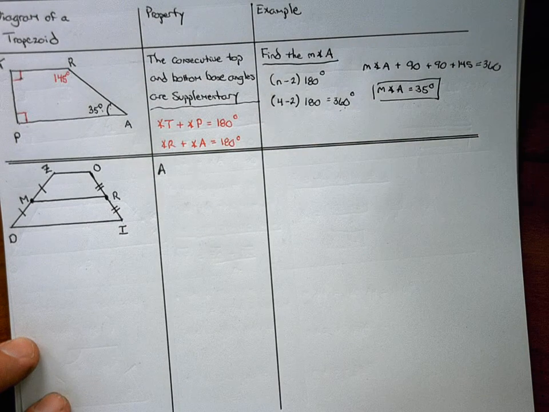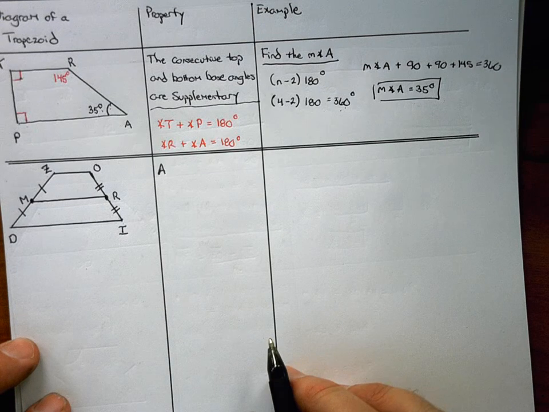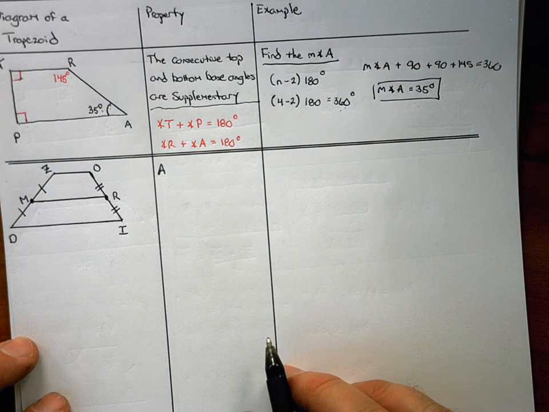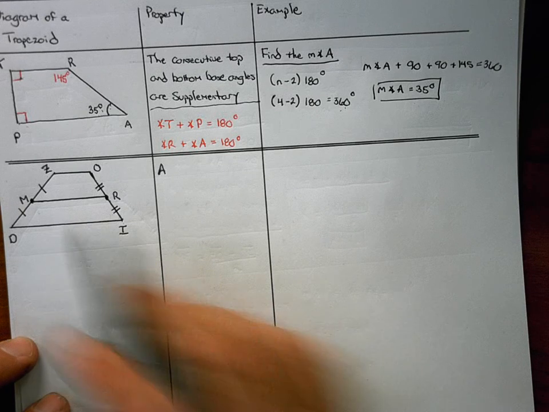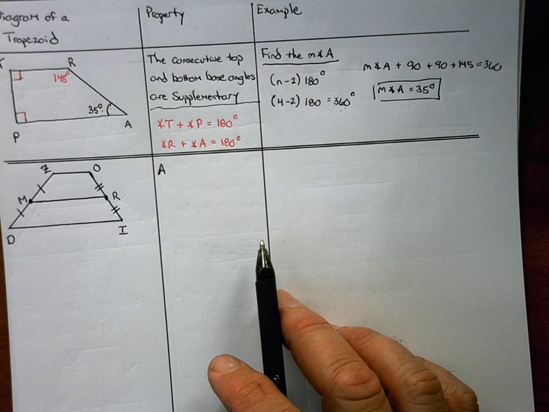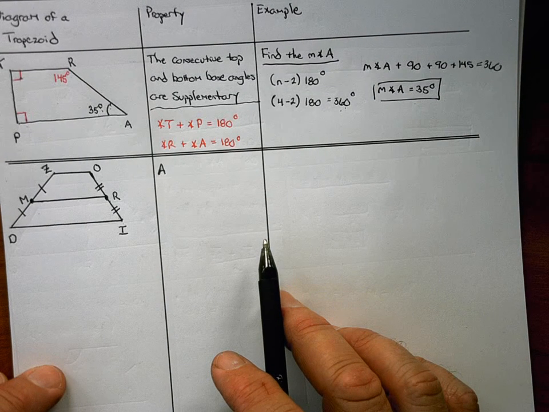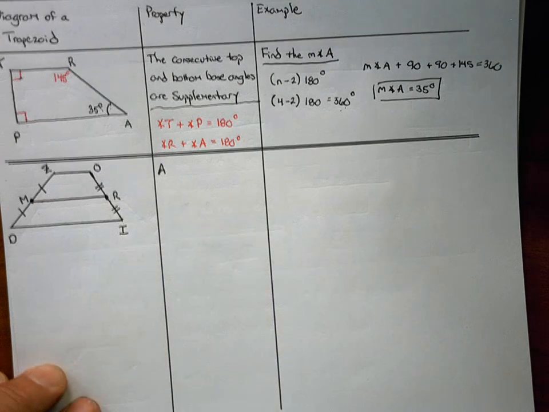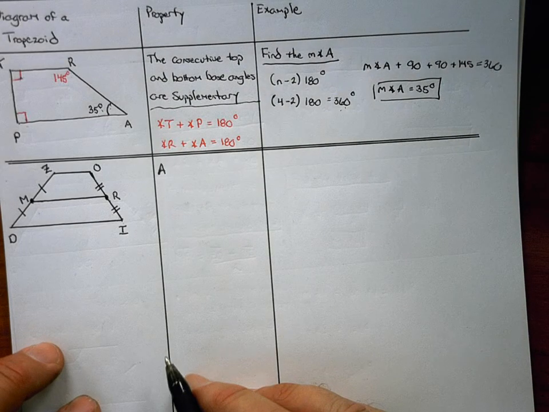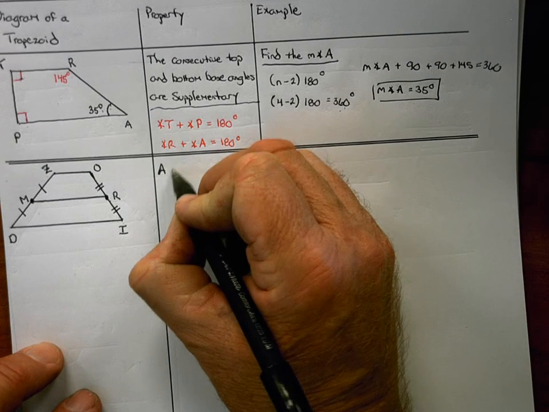M to R has a name. Anybody remember the name of a segment that connects 2 midpoints? Oh, I gave you the answer. Wow, you guys are awesome. Anybody remember the name of a segment that connects 2 midpoints? A mid-segment. Good job. So we have a mid-segment.